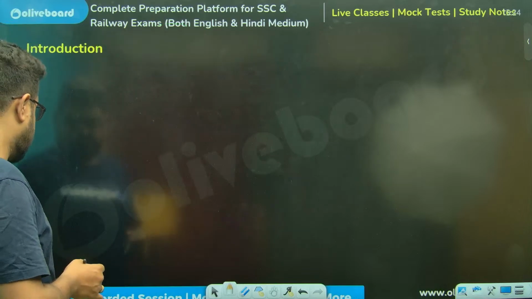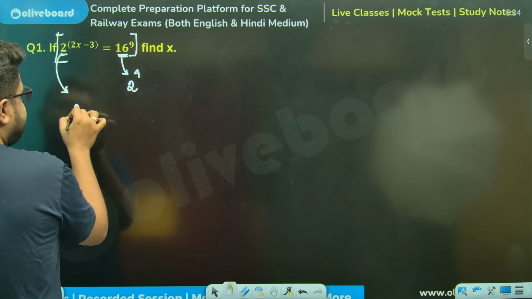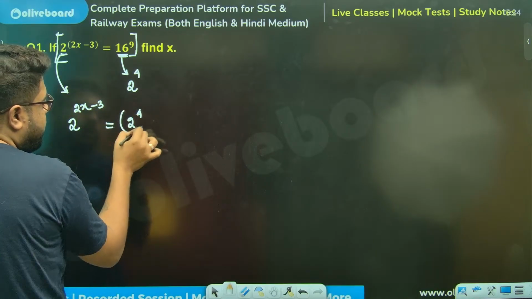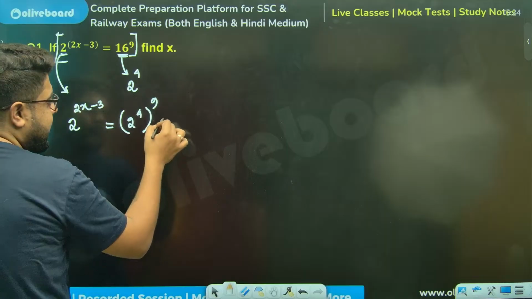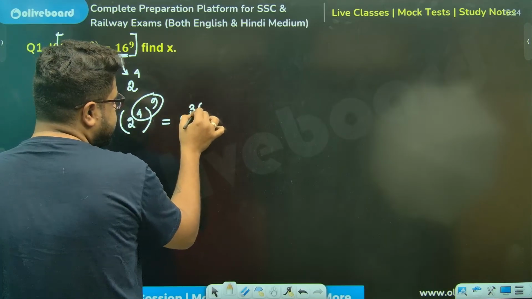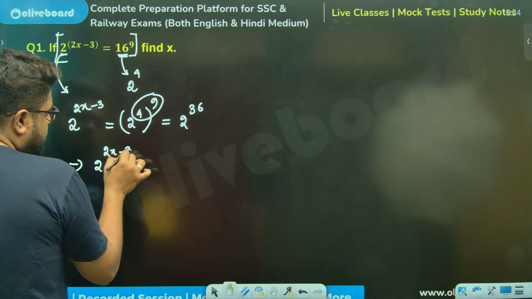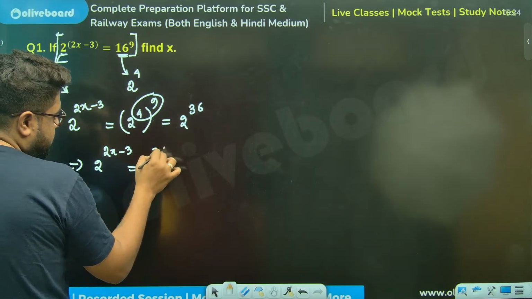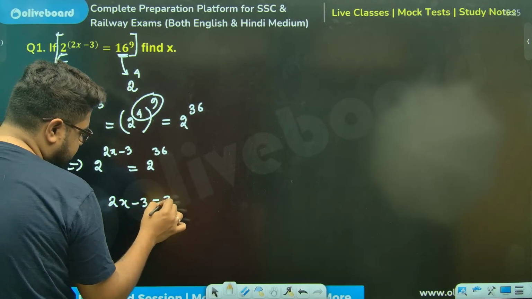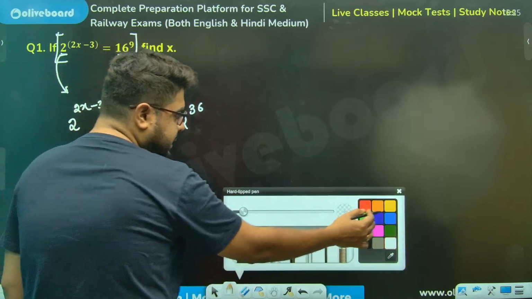So I can say that you keep the left hand side as it is. But on the right hand side, I'm writing 2 to the power 4 to the power 9. Power gets multiplied. So it becomes 2 to the power 36. So ultimately, 2 to the power 2x minus 3 is equal to 2 to the power 36. So next line, can I write 2x minus 3 is equal to 36? Why can I write this?